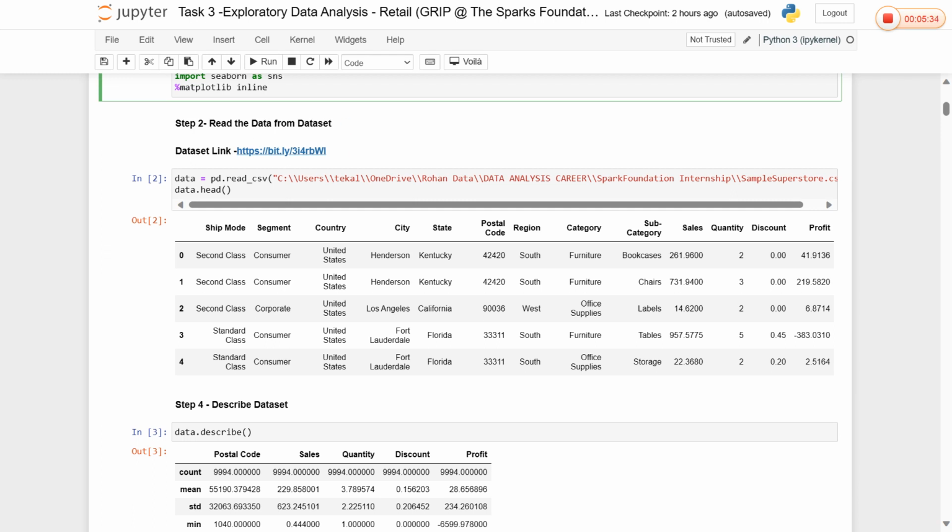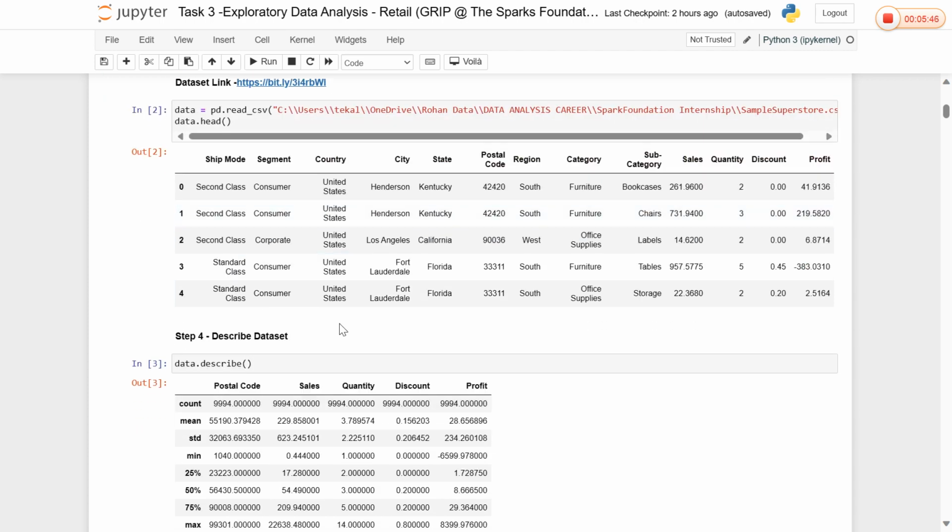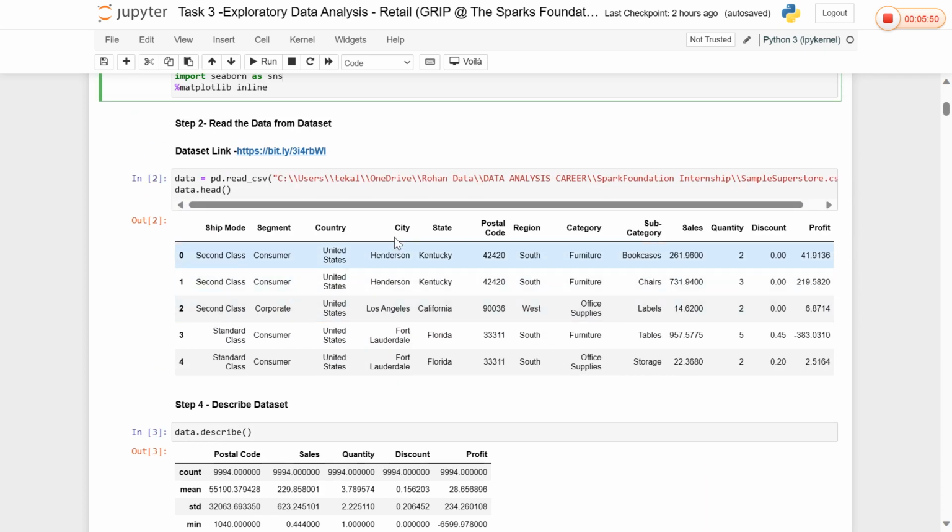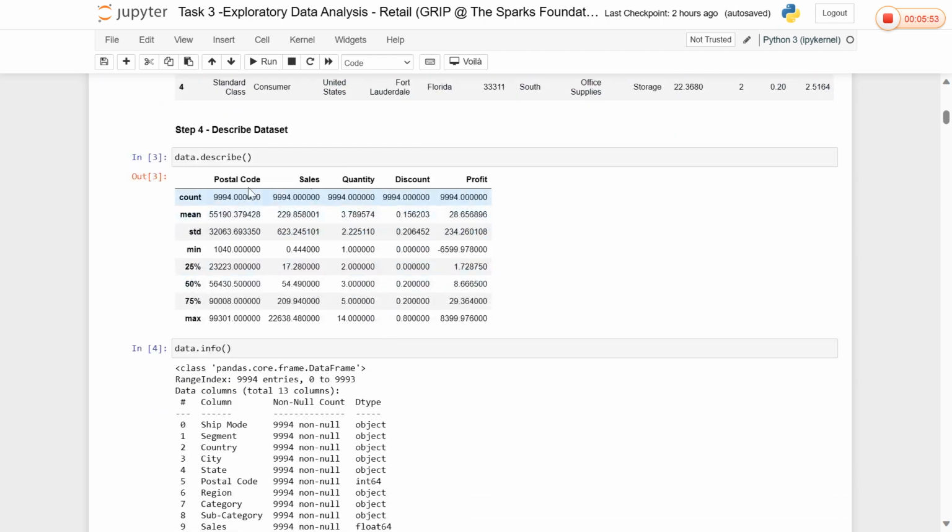So this dataset contains information about the sales, the profit, and other key metrics related to the retail business. Now we start by getting an overview of the dataset using the describe function. When we use the describe function, it gives us key statistics about the numerical columns, like sales, profit, quantity, discount, and many more.